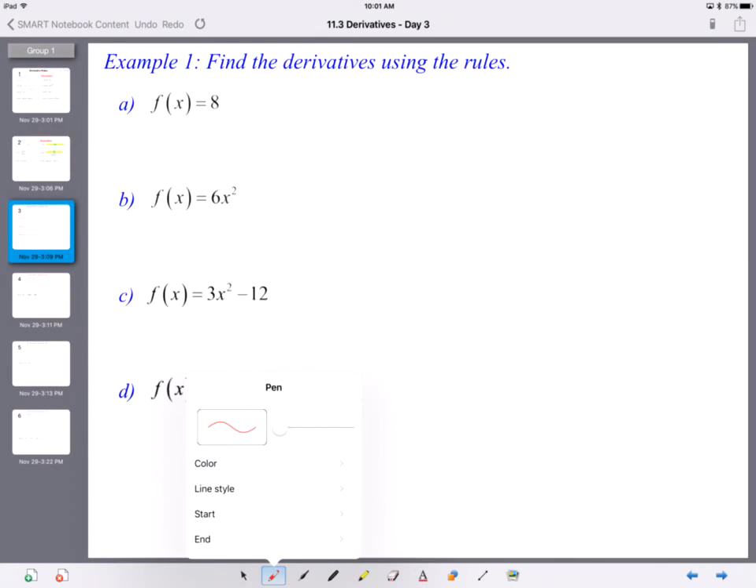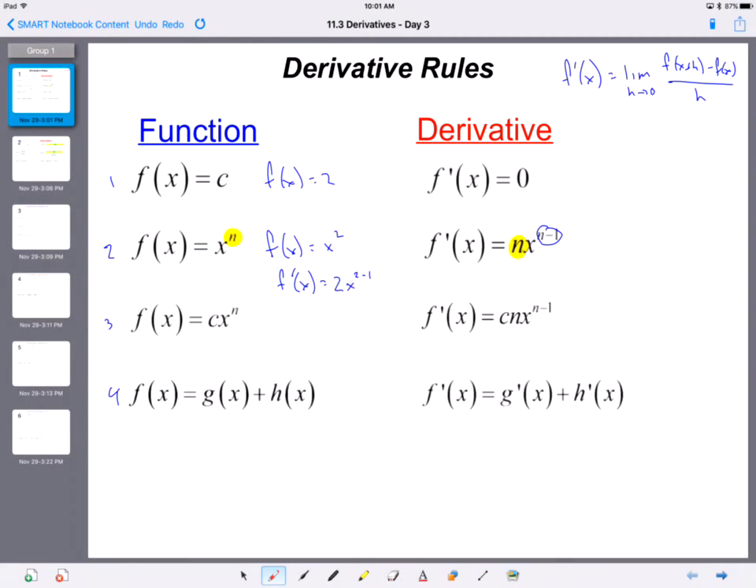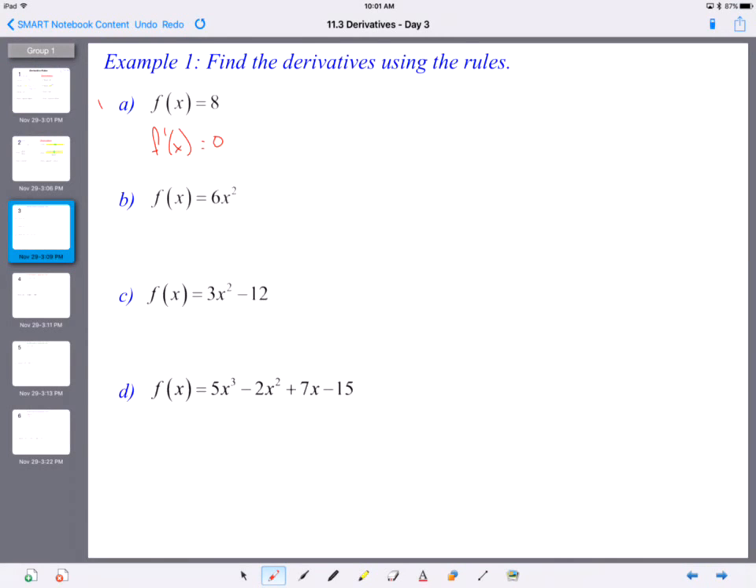Change colors. So we'll use rule number 1. That means that the derivative is equal to 0. So going back, rule number 1 represents that constant. The derivative is equal to 0. B, you got 6x squared.